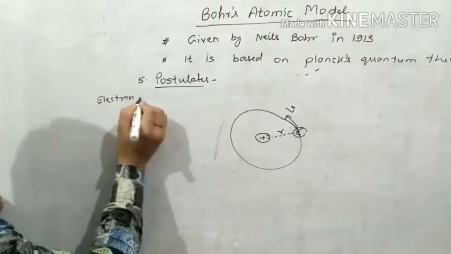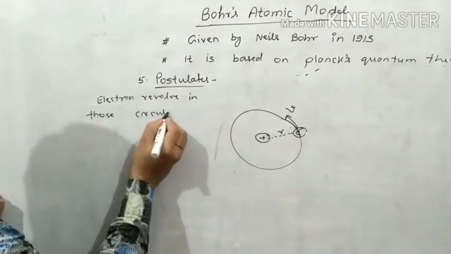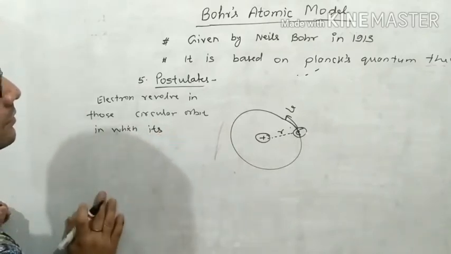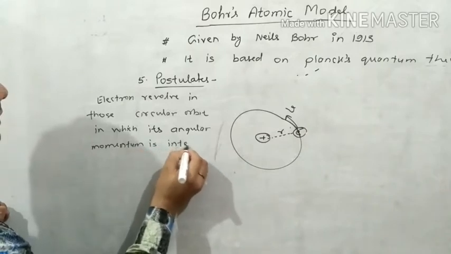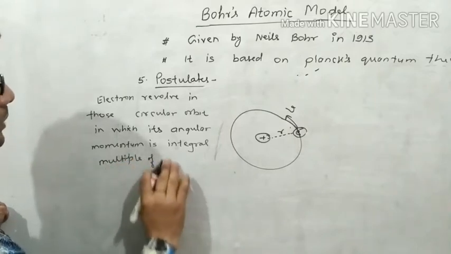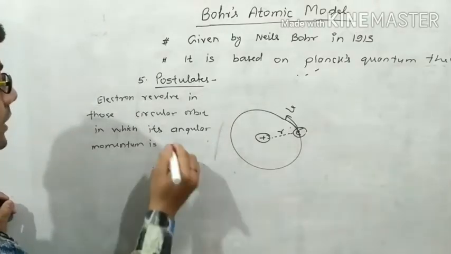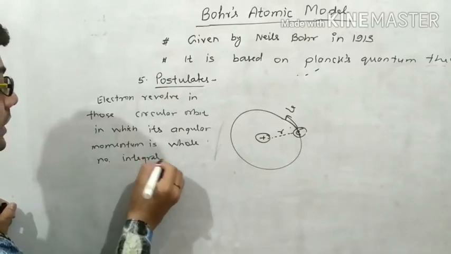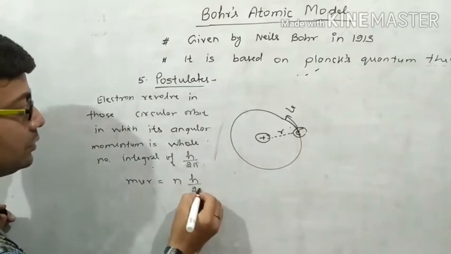the electron revolves in those circular orbits in which its angular momentum is an integral multiple, a whole number, of h upon 2 pi. That is, mvr is equal to nh upon 2 pi.